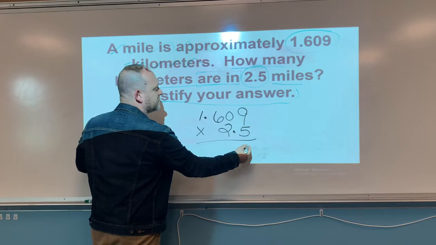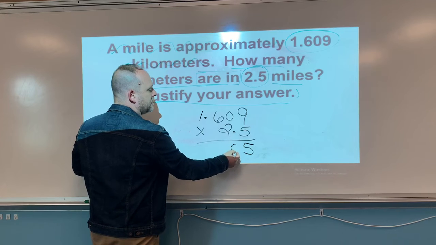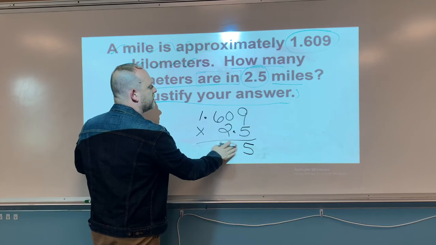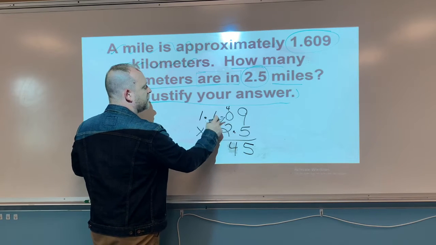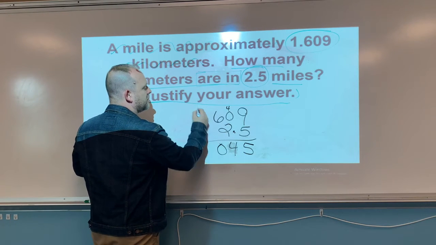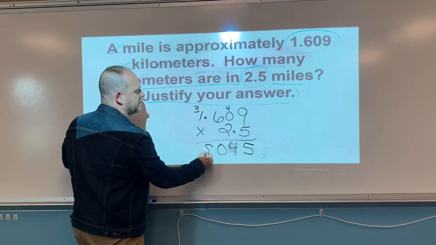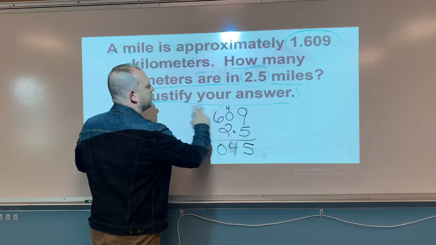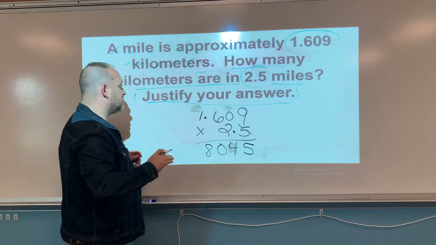So 5 times 9 is 45. So we'll deal with this 5 first. 5 times nothing is nothing, but we did have a 4 there that we carried over. So that's going to be 4. 5 times 6 is 30. 0, carry my 3 over. 5 times 1 is 5, plus 3 more makes 8. All right, and I am done with that 5. Can quit worrying about it.